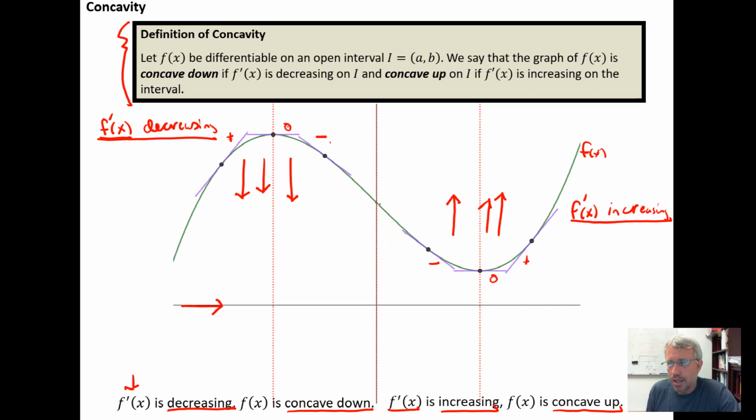The second thing to recognize is that there is a spot on the graph at which the derivative changes from decreasing to increasing. While we were concave down, the derivative's decreasing. While we're concave up, the derivative is increasing. So there has to be a spot on the graph where we change from concave down to concave up, or from a decreasing derivative to an increasing derivative. And that point on the graph where that change in concavity happens is called the inflection point.